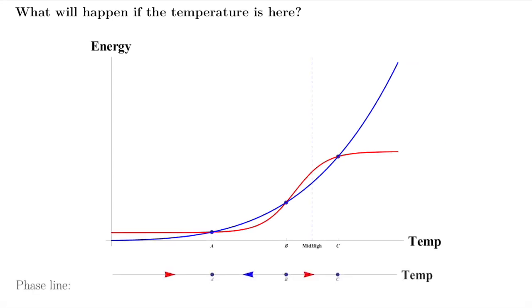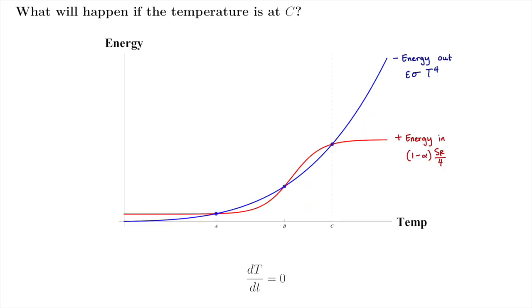So when we add that to the phase line, we would go to the right, which means if the temperature is in here, we would expect the temperature to rise towards the equilibrium solution at C. Right at C, of course, we're at another equilibrium solution where the derivative of the temperature function would be 0.